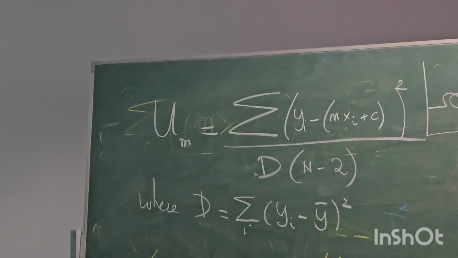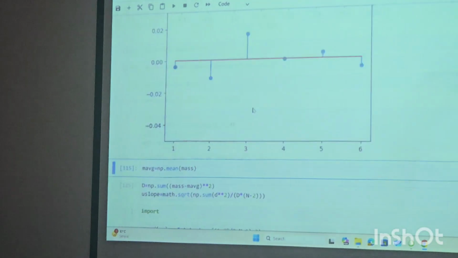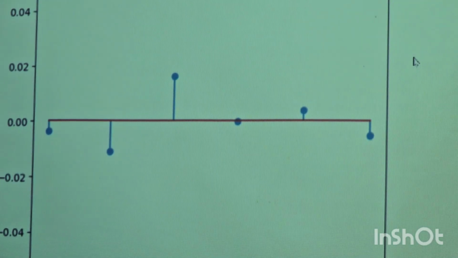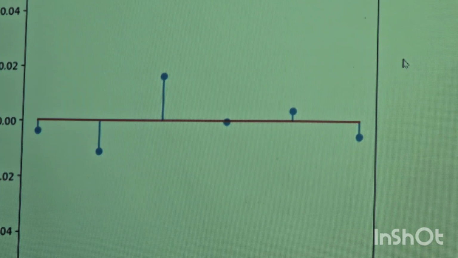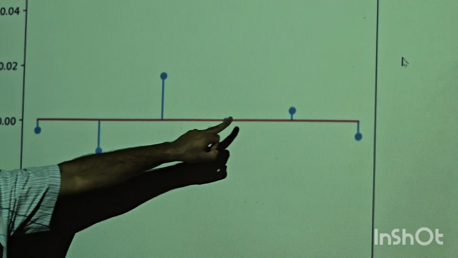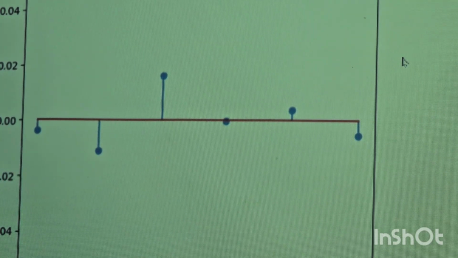So this is my small d. By the way, this is a plot of the residuals that I was mentioning. How far is a certain point from the line of best fit? This is the line of best fit, and these are the data points. Okay?